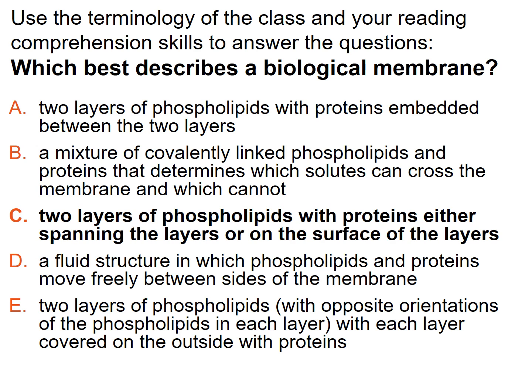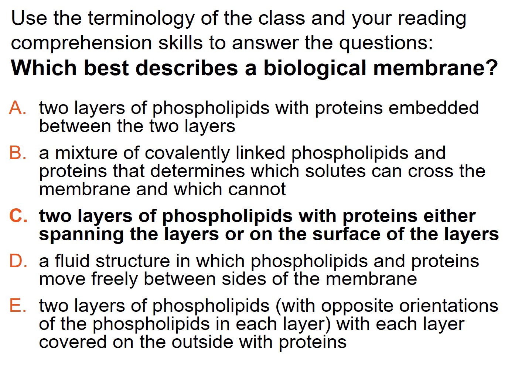The answer is C, 2 layers of phospholipids, with proteins either spanning the layers or on the surface of the layers. You should know by now that there are 2 layers of phospholipids, not a mixture of covalently linked phospholipids and proteins. The layers are very important to function.